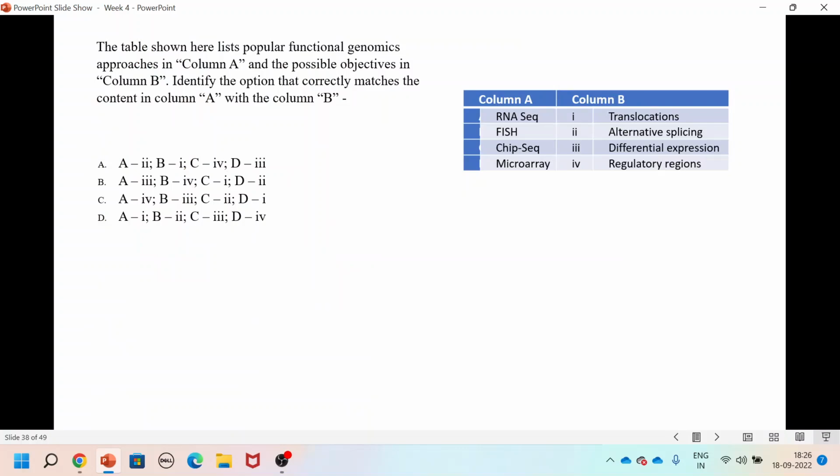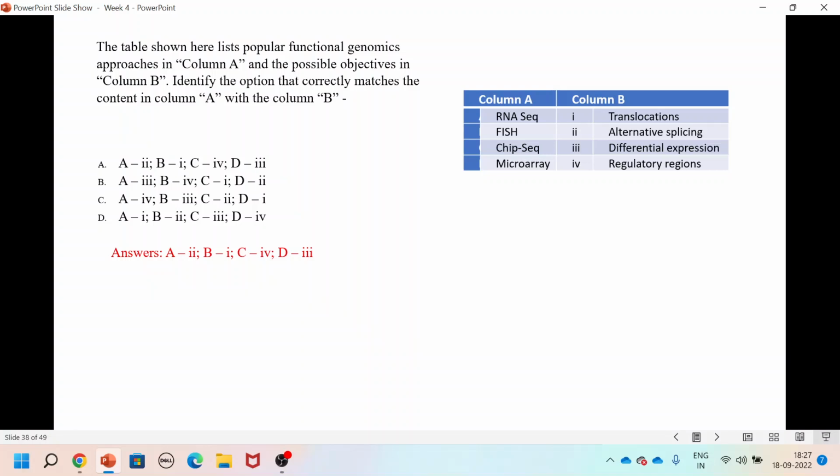Therefore, I would like to end this session with just one or two last questions. The table here shows the popular functional genomic approaches in column A, and the possible objectives in column B. So, which option is correctly matching? I am telling the answer. RNA-seq helps in alternative splicing, since RNA-seq has the data of all the RNAs which are sequenced. So if we are getting different forms of mRNA or mRNA variants, we can have that information using RNA-seq.